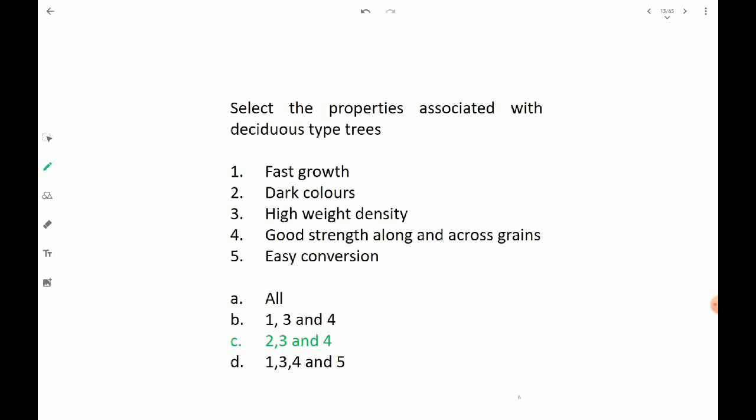Select the properties associated with deciduous type trees. Deciduous type trees are dark in color, they have high weight density, and they have good strength along and across the grain structure.